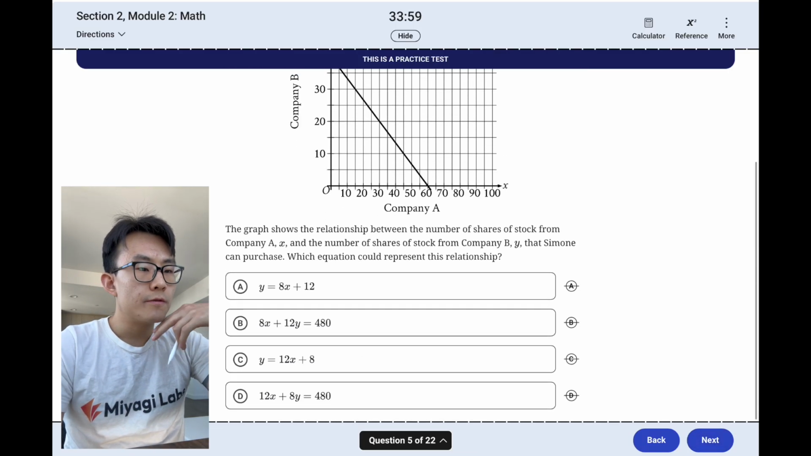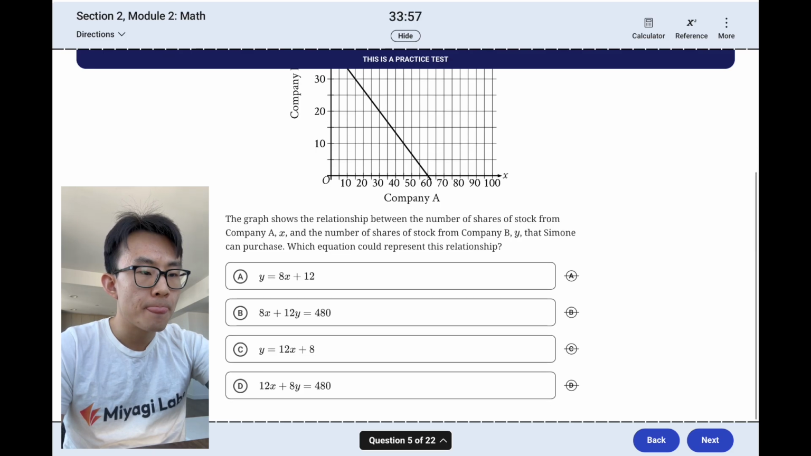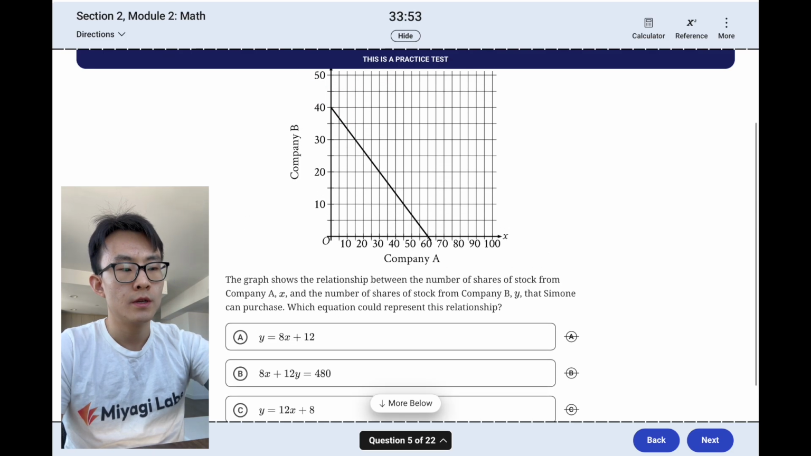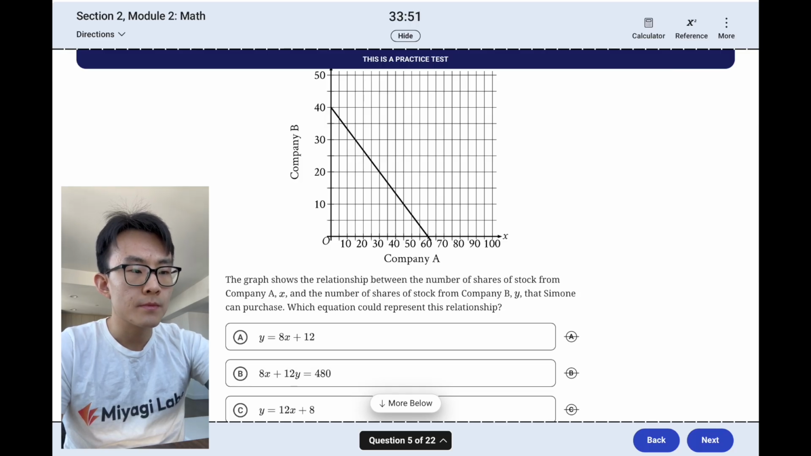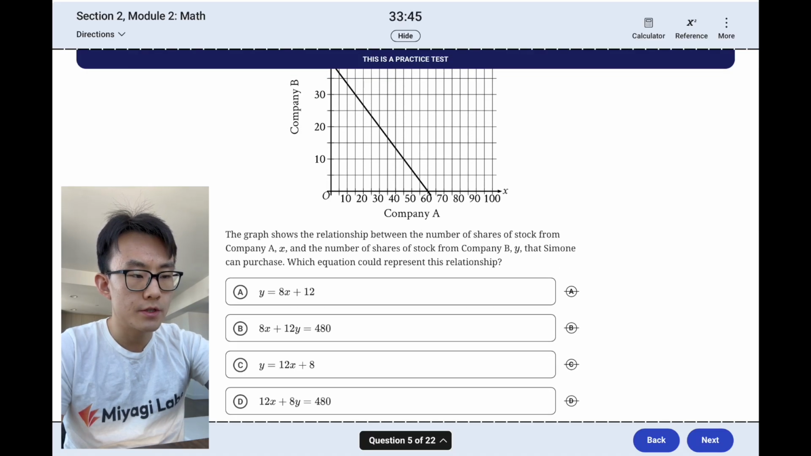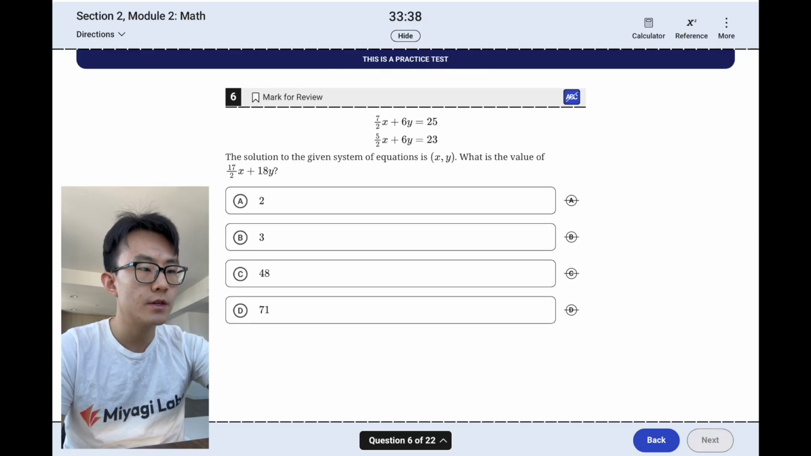This graph. Basically we're fitting one of these equations to this. So we know when x equals 0, y has to be 40. It's not this, it's not this. When x equals 0, y has to be 40, so this is the only one that satisfies that.